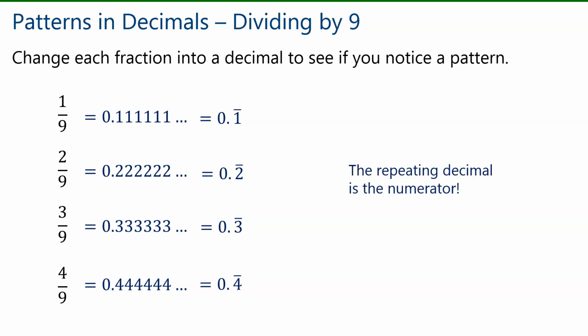So what we have here is essentially a repeating number that is the numerator. Whatever number is up top, that's the number that's repeating. So now you can use that pattern whenever you see something being divided by 9.